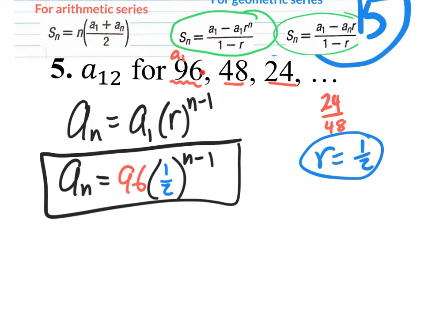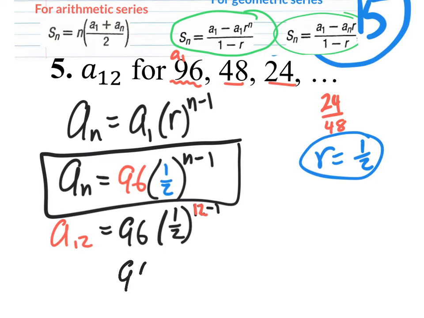This is the machine that produces that list, and they want the a sub nth term, which in this case is a sub 12. They want you to find the a sub 12 term, which would be the last term on this list, I guess. So we would plug in a 12 right here and work it out. So we would have 96 times 1/2 to the 12 minus 1 power. And of course, this is a sub 12. And we figure this out by plugging in a 12 where the n is at. So what we really have is 96 times 1/2 to the 11th power.